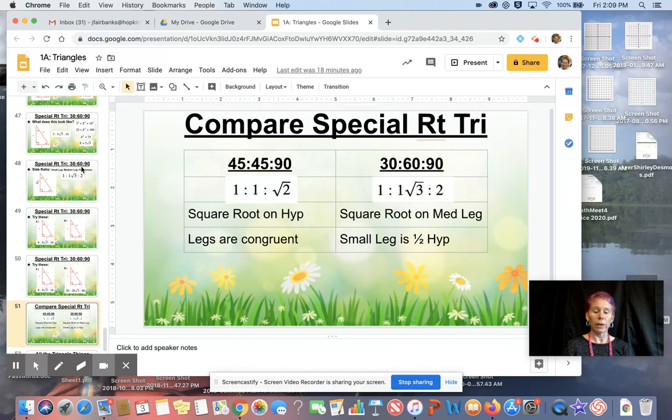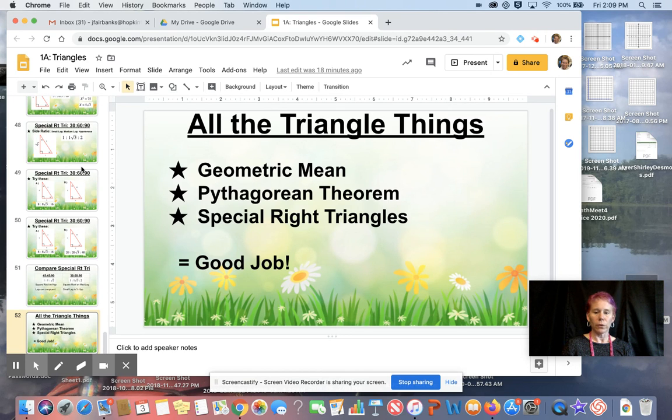In the 45, 45, 90, the square root is on the hypotenuse, but in the 30, 60, 90, the square root is on the medium leg. In the 45, 45, 90, the legs are congruent, but in the 30, 60, 90, the small leg is half of the hypotenuse. So just a few things to keep in mind. Hopefully that was a good review for you. We've looked at geometric mean, Pythagorean theorem, and special right triangles, and we will have an upcoming assessment on this. Good job.